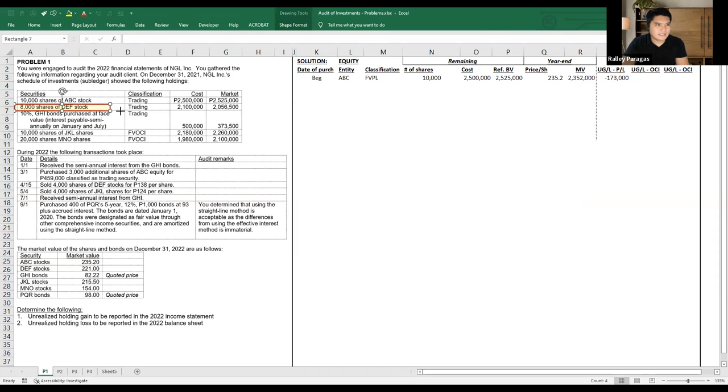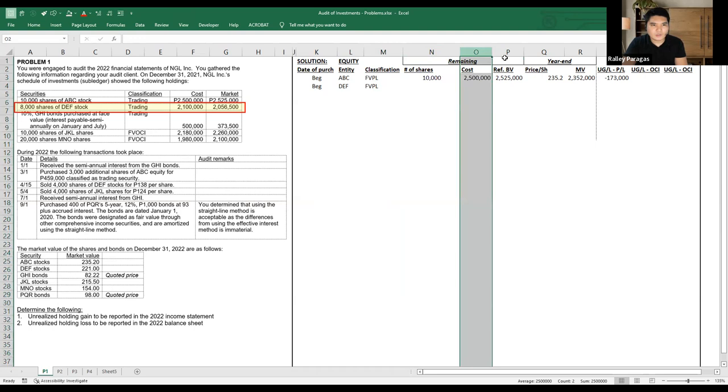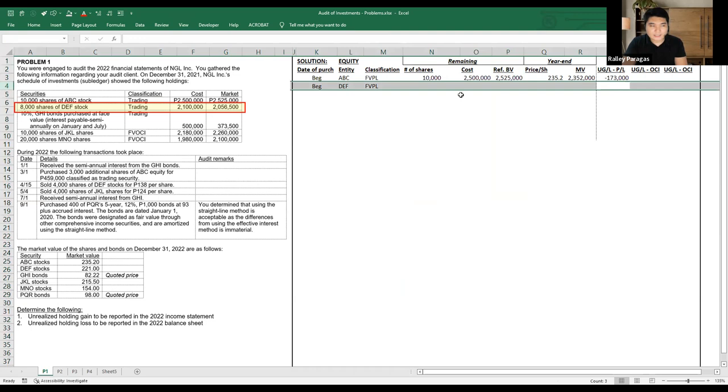What happened to DEF? When is the date of purchase of DEF? You purchased that a long time ago. So let's put beginning. What's the entity? DEF. What's its classification? FVPL, because you're trading. Number of shares remaining. What we need is the remaining number of shares, remaining cost, and remaining reference book value to get the appropriate adjustment as of year end.